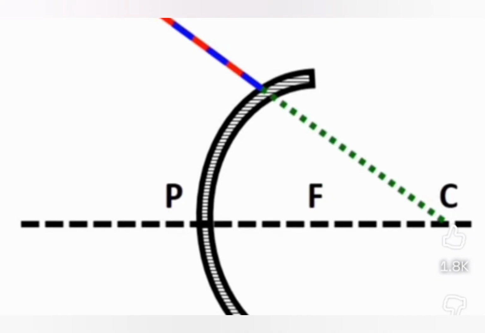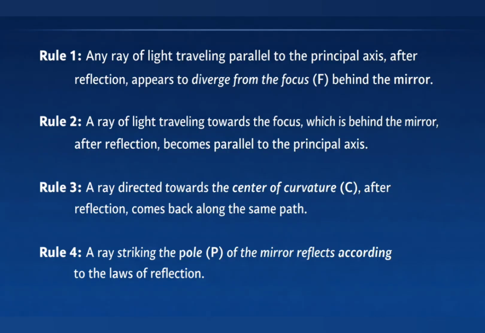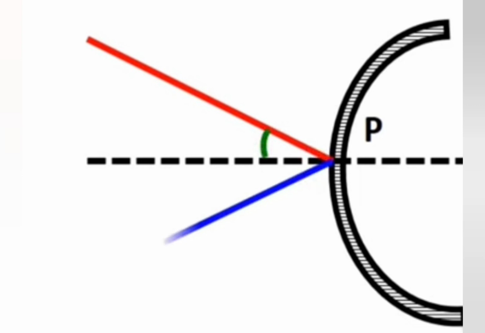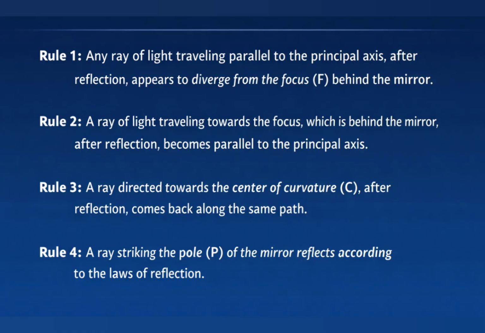Next, fourth rule. Ray incident at the pole of the mirror reflects according to the laws of reflection. A ray incident obliquely to the principal axis towards the pole, the midpoint of the mirror, follows the laws of reflection. That means angle of incidence is equal to angle of reflection. These are the four rules we are using to draw ray diagrams easily.